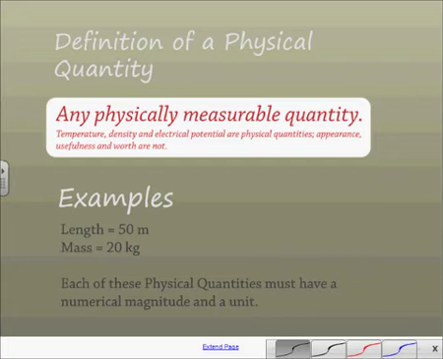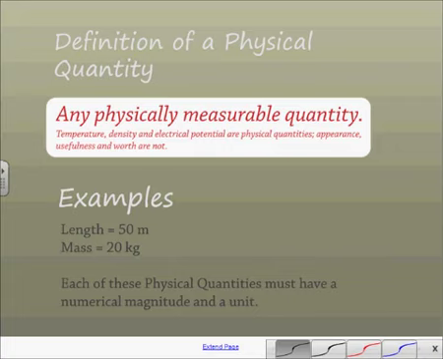Well, we can have things like meters and seconds, they're all units, and they're units that are associated with a physical quantity. So a physical quantity is a thing that you actually will take a measurement of. Anything that can be measured is a physical quantity. So temperature, density, electrical potential, physical quantities. But things that are pretty hard to quantify cannot be a physical quantity.